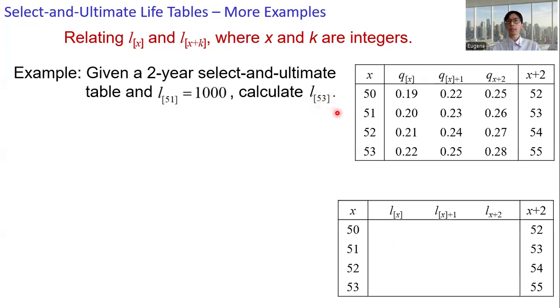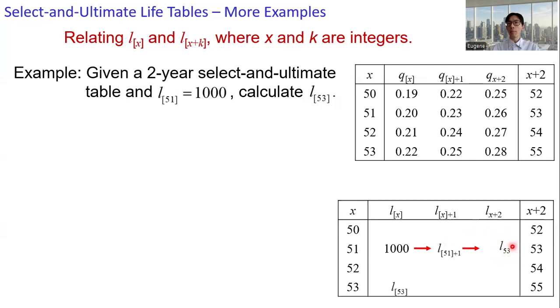That is, in this example, we start with L51, select at age 51. We have 1,000. We need to get L53. We start from L51, the select age at 51. We move along the table to the right, L51 plus 1, get into the ultimate part of the table, which is Lx plus 2, here L53.